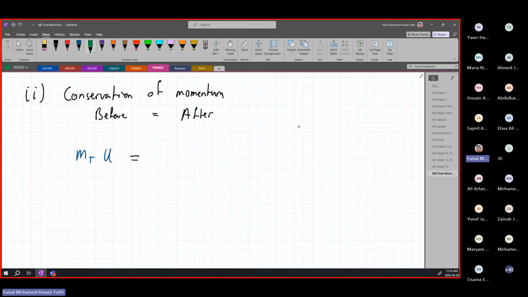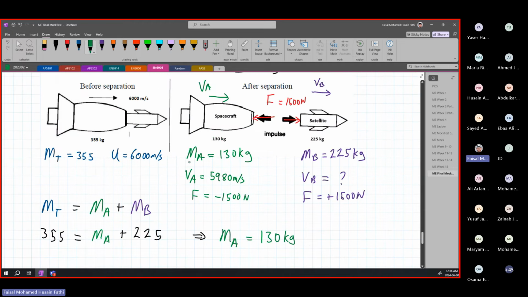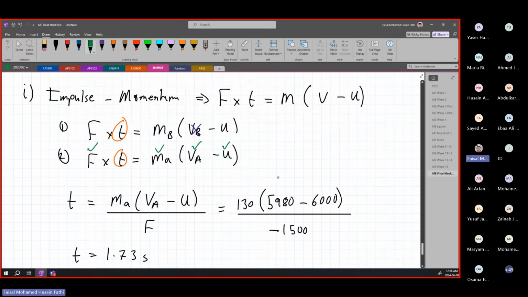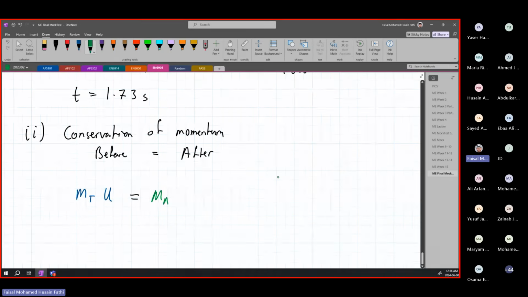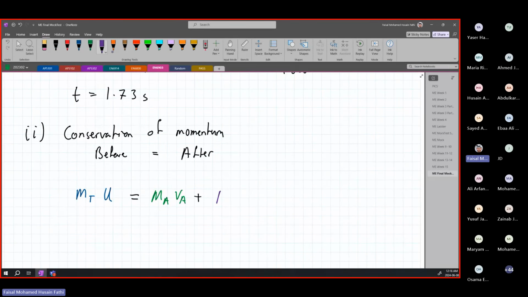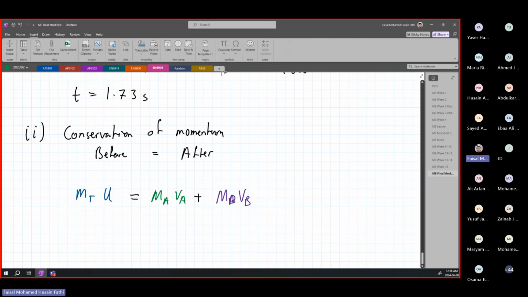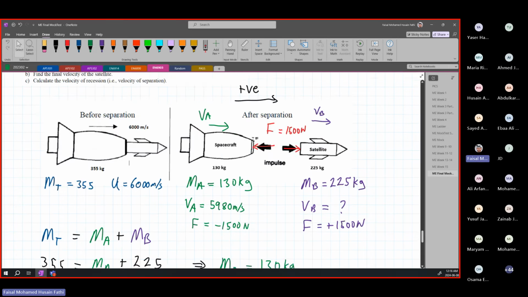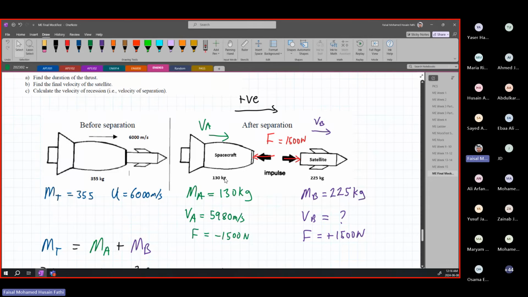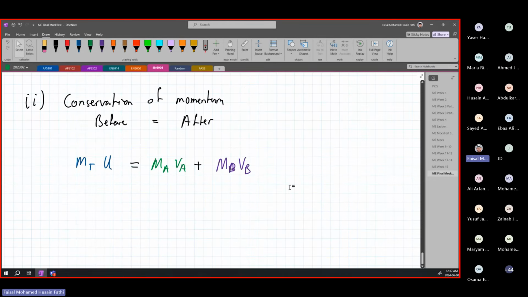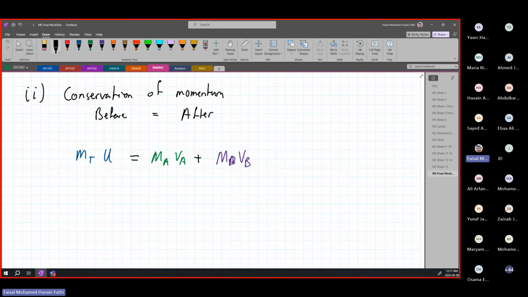Now let's look at after. What do we have after? We have MA times VA, plus we have our MB and VB, which is the separation of the satellite from the spacecraft. So MA times VA, and our MB times VB. And we have all of these values except for VB, and we can just simply solve.